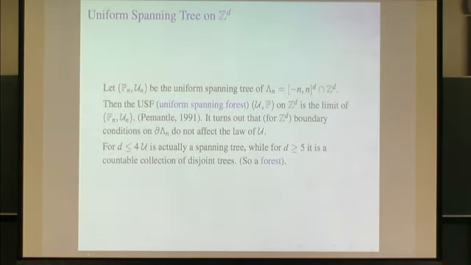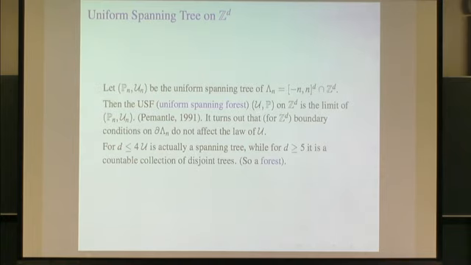So, of course, what I've done so far is just tell you about finite graphs. We want to take limits. So this was done by Robin Pemantle in 1991. We do the obvious thing, which is we look at the uniform spanning tree in a finite box, and we let n tend to infinity.